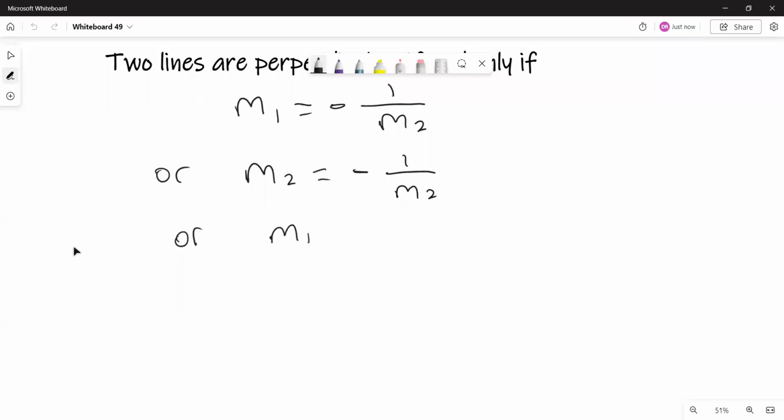Okay, so yeah, I was making a mistake. So that was M1, or the product of M1 and M2 is -1. So that's the relationship between the slopes.